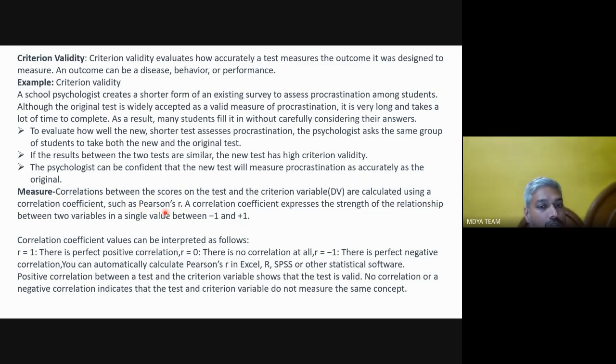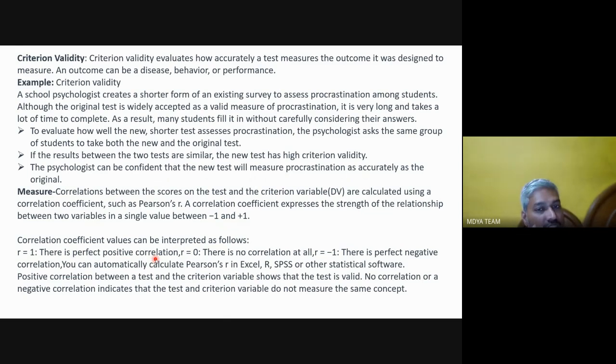So through this statistics they measure the criterion validity. Correlation coefficient values can be interpreted as follows. They use the correlation coefficient method to measure criterion validity, right? The correlation coefficient gives an answer between -1, 0 and +1. So when Pearson's R is 1, what is the interpretation? There is a perfect positive correlation, right?